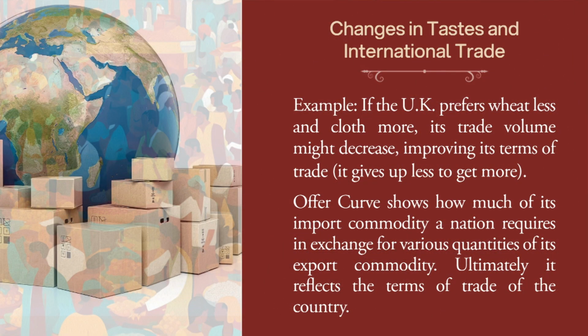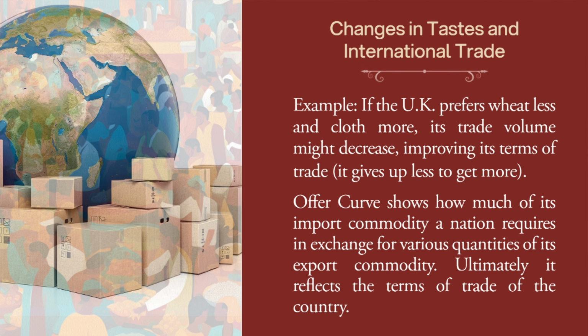Then changes in taste and international trade. If the taste of a customer changes, for example, if the UK prefers wheat less and cloth more, its trade volume might decrease, improving its terms of trade. It gives up less to get more. The offer curve shows how much of its import commodity a nation requires in exchange for various quantities of its export commodity. Ultimately, it reflects the terms of trade of the country.